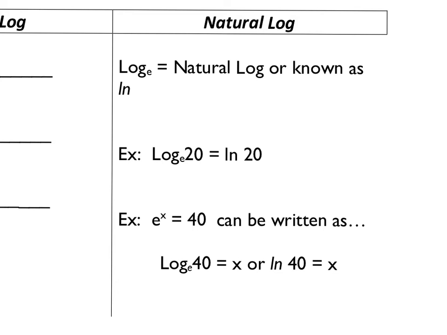So we can take a log of base e, and we call that a natural log. And the abbreviation for that is ln. Why it's not nl, I don't know, okay? But it's ln. So basically, if I'm taking log base e of anything, I can rewrite it as just ln. So log base e of 20 would just be natural log of 20.